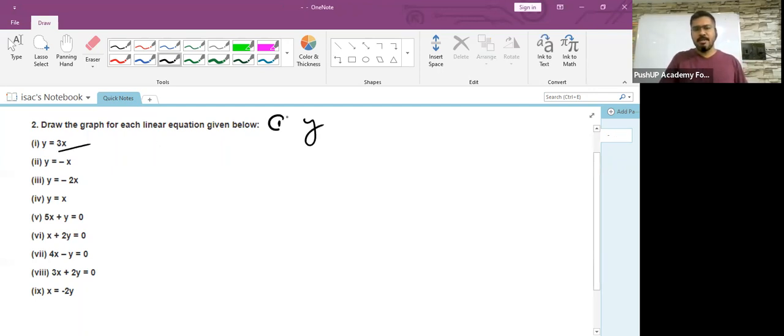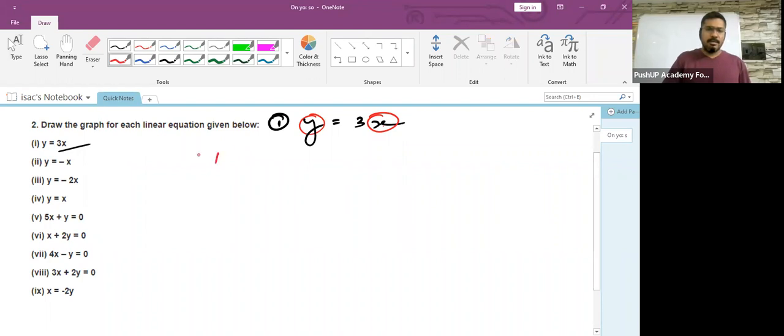Did you notice this? Question number 1, they have given y is equal to 3x. Do you all agree that it is a linear equation? Yeah, it's a linear equation. But how many variables are there? There are two variables. One is y and the other one is x. All right. So that is why I said we are going to deal with linear equations in two variables. All right. Now, let's start solving it.